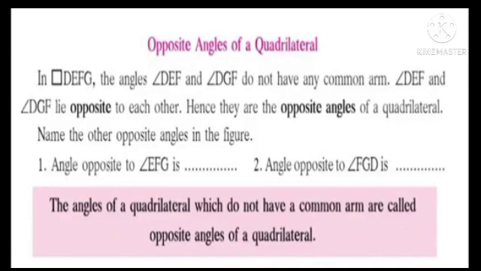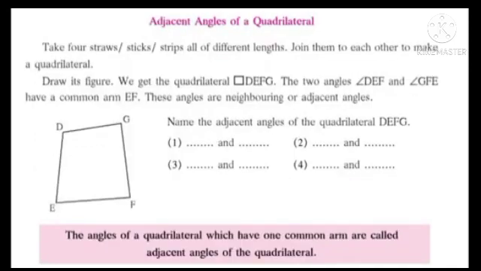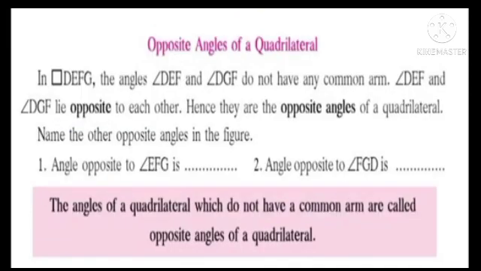In quadrilateral DEFG, which we saw just now, angle DEF and angle DGF are exactly opposite to each other. They do not have any common arm, so they are called opposite angles. Similarly, another pair is angle EDG and angle EFG, which are opposite each other. So these two form pairs of opposite angles.